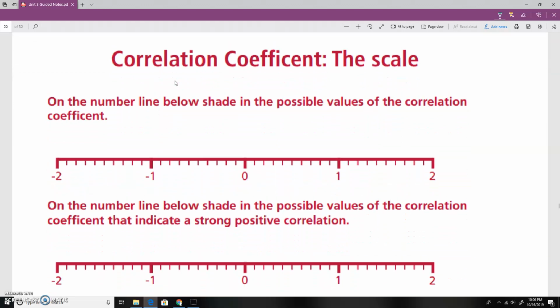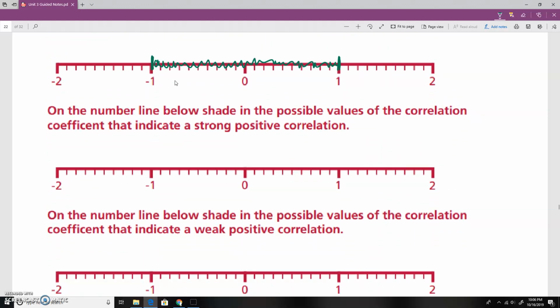All right, so on this number line, let's shade the possible values of the correlation coefficient. Well, the correlation coefficient can go anywhere from -1 to 1. So our possible values here are going to be anywhere from -1 to 1. Now we're looking for a strong positive correlation. A strong positive correlation is actually going to start around 0.7 to a 1. Anything that falls in that range would be a strong positive.